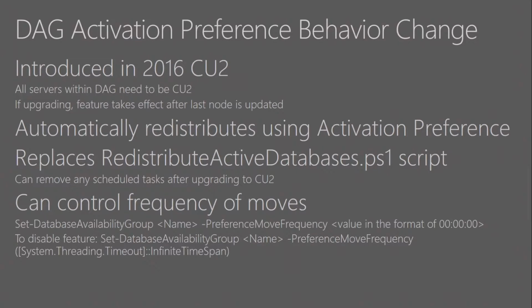It is Set Database Availability Group, Preference Move Frequency. By default, it works every hour. If you have CU2 or newer and you don't want this behavior, you can disable it using Set Database Availability Group. Anyone who was previously using the Redistribute script can remove your scheduled task if you wish and just let the DAG do it for you.